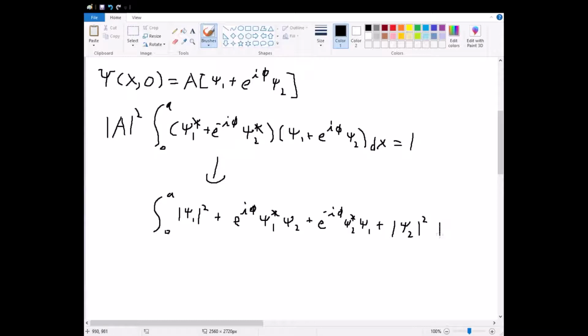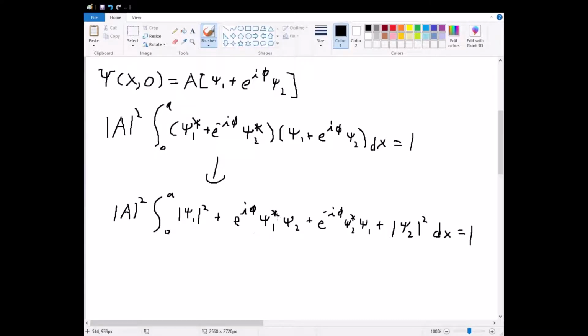And this whole thing is enveloped by the dx. We attach our magnitude A squared at the front, and this is supposed to equal 1. So instantly, hopefully you see, e to the i phi does not have any x dependence, so we can just move it right out of our integral once we split this into 4 parts.